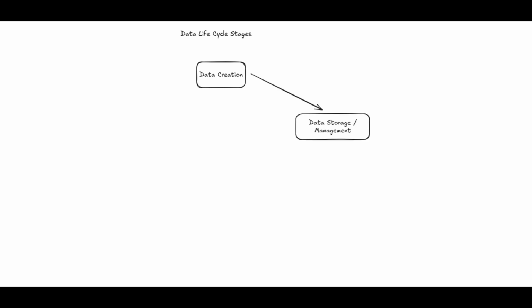Once data is created, it moves on to data storage and management. The data has to live somewhere, right? It could be in a database, on cloud storage, or even in your phone's memory. Just like keeping your notes organized in a file, data also needs to be managed properly so we can find it later. Then it moves on to data processing.